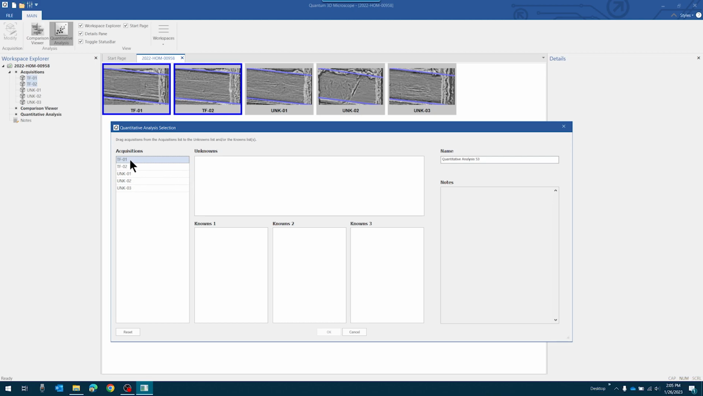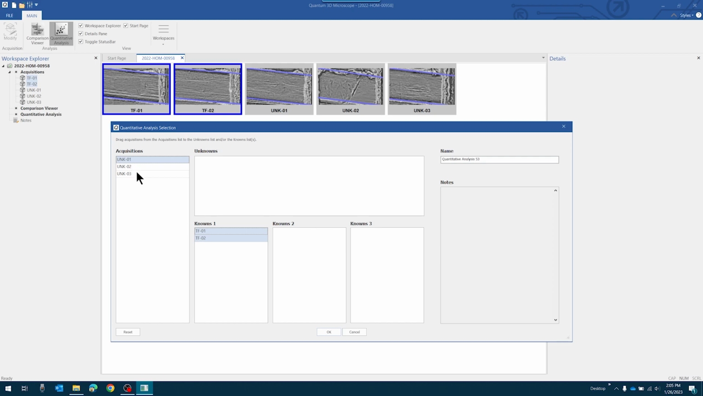So let's take a look at testfire 1 and 2. This is from a known source, so we are going to put that as a known group 1. That's because the gun was in the lab, we test fired that, we know that those came from that firearm. And if there was a second firearm there, we could put those test fires as known 2, known 3, etc.